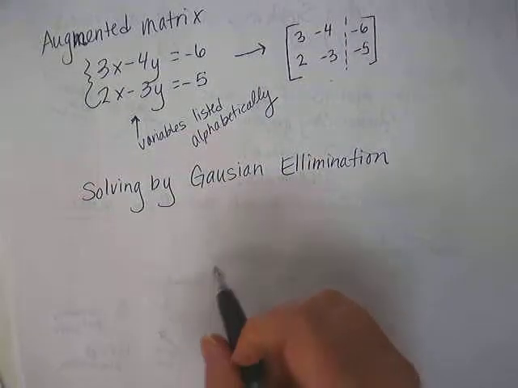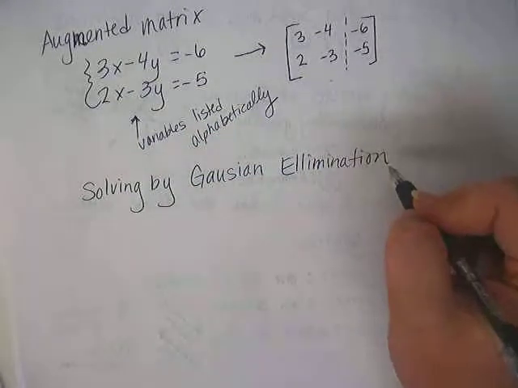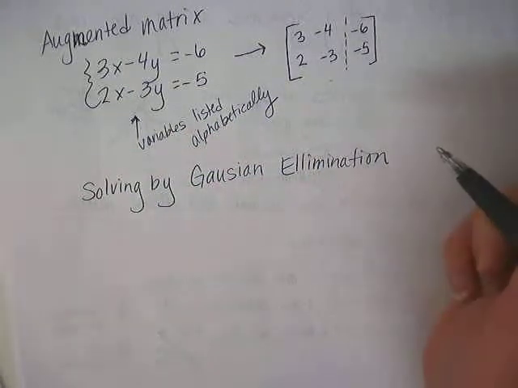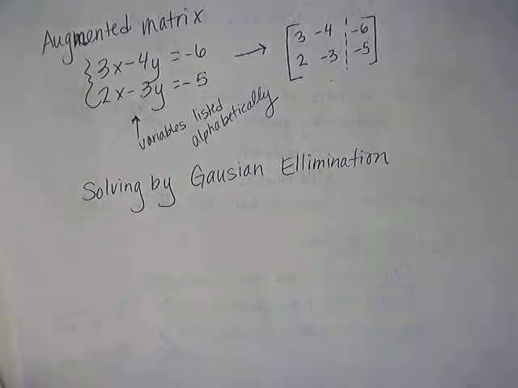Gaussian is just named after the guy named Gauss that a lot of stuff in math is named after. And elimination means that it's a lot like the elimination method.